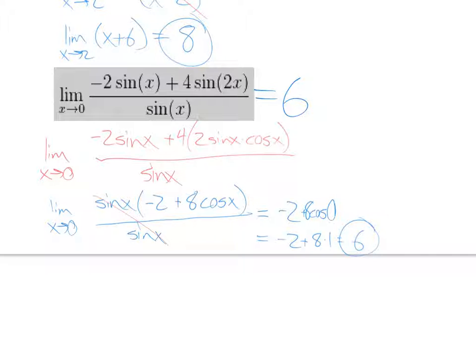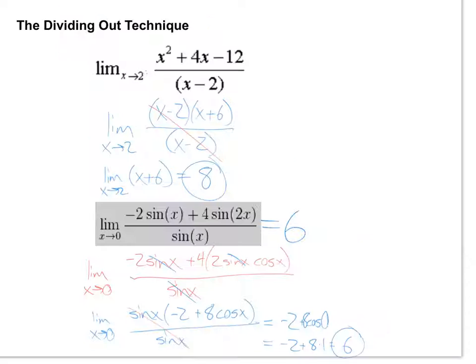Why can't we just cancel the sine x from the beginning? We can't cancel it at that point because... On here? If you see it, you could cancel it out from all three parts, like both of those and that one. Yeah, but how would they get that? Okay, so that's one method.